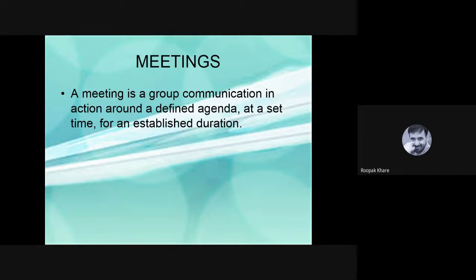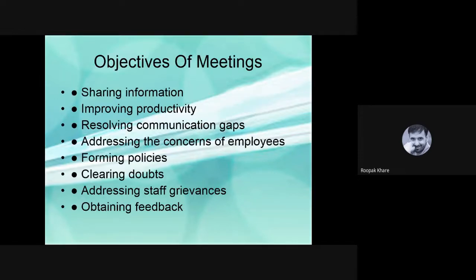Now, this meeting should always have a defined agenda. Why are we meeting? What is the reason for meeting? So meetings will always have agendas. There will be a fixed time for the meeting. People will know when to meet and where to meet, right? And there is an estimated, established duration that the meeting will continue for. So that's the definition of a meeting. A meeting is a group communication in action around a defined agenda at a set time for an established duration.